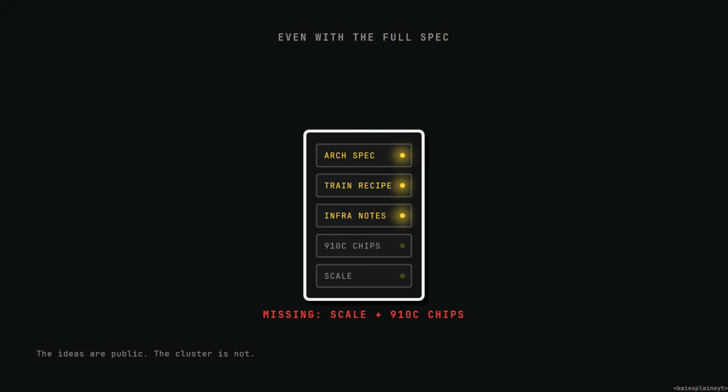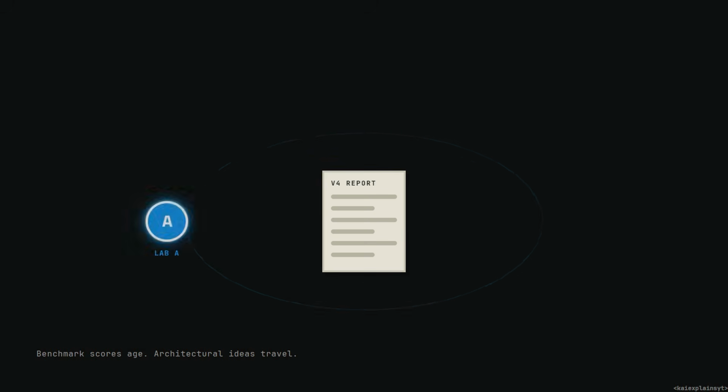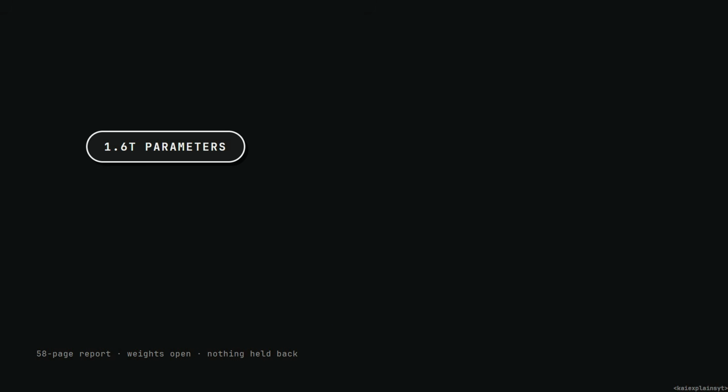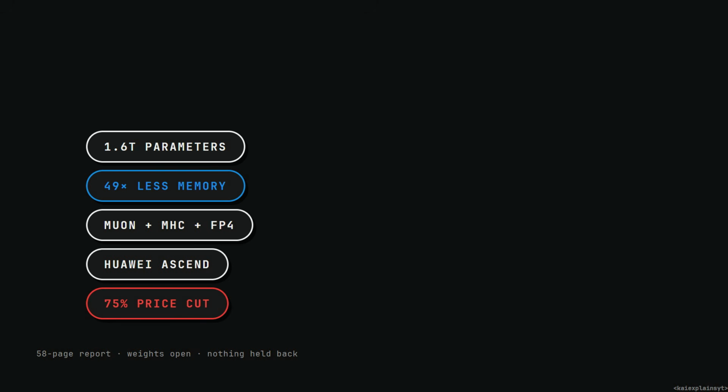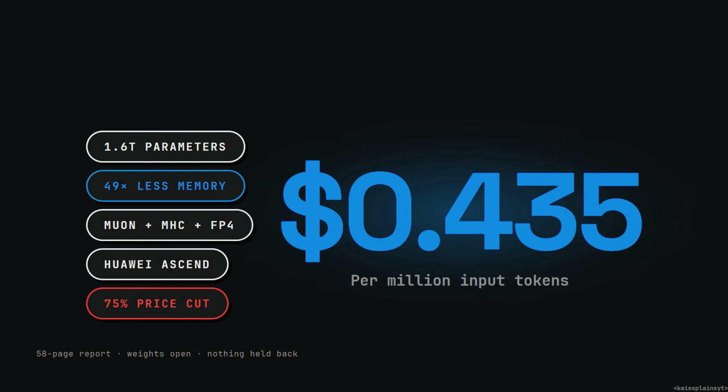So, a 1.6 trillion parameter model with 2 new attention mechanisms, 49 times less memory at 1 million tokens, a training approach most labs aren't using, running on non-NVIDIA hardware, a 75% permanent price cut, and a 58-page technical report explaining all of it for free. I refreshed that pricing page 3 times because I was sure something was wrong. Nothing was. They just did the work.